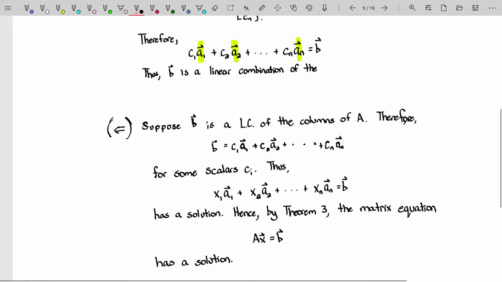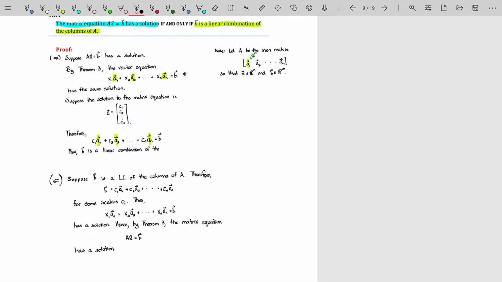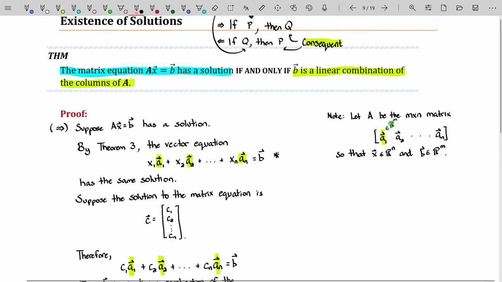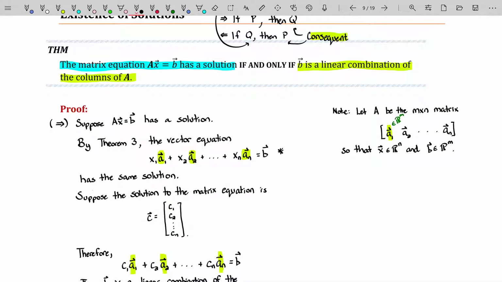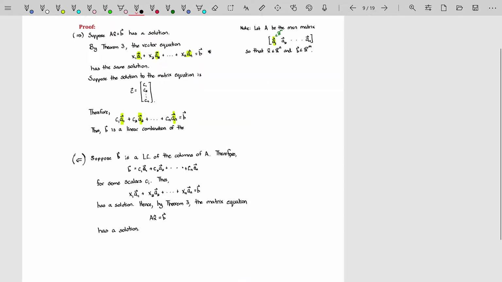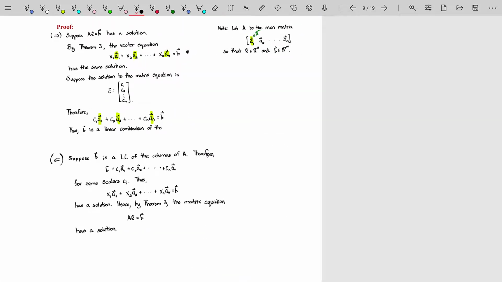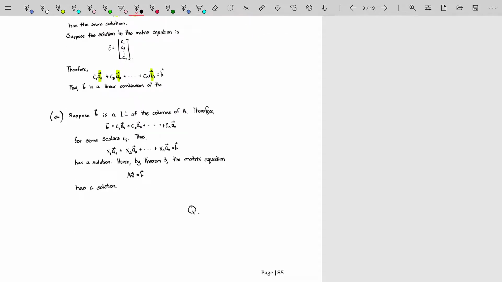So again, what we have proven is that if, in the yellow highlighting up above, B is a linear combination of the columns of A, then, the blue highlighting, the matrix equation AX equals B has a solution. So we have proven both directions. So this proof is completely done. QED, quod erat demonstratum. So it has been proven.